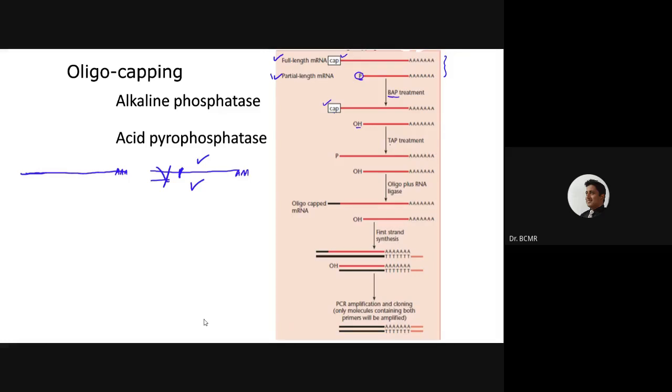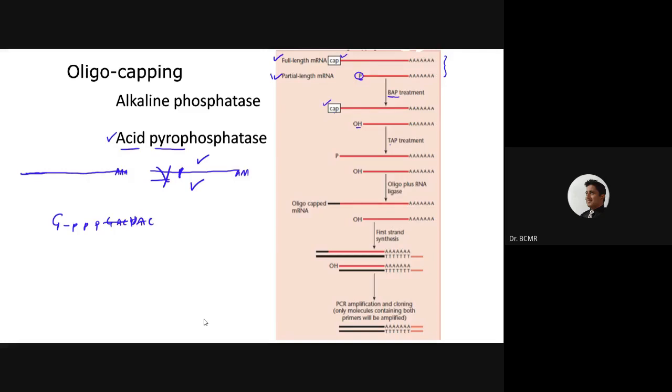Then they treat it with TAP. It is for acid pyrophosphatase. I can't recall what T is. I think I have to check that out. But this is the enzymatic reaction that it does. Acid pyrophosphatase. As I described before, G, then you have three phosphates, and then you have the bases, say GACU, mRNA. Okay, I shouldn't put T there, right? U, A, C, A, like that.